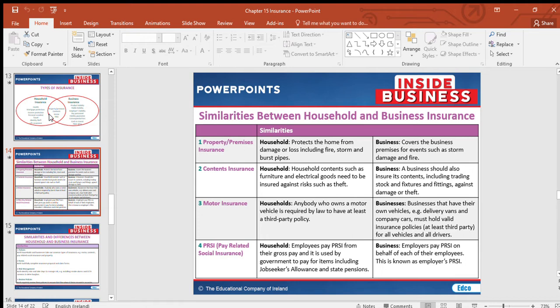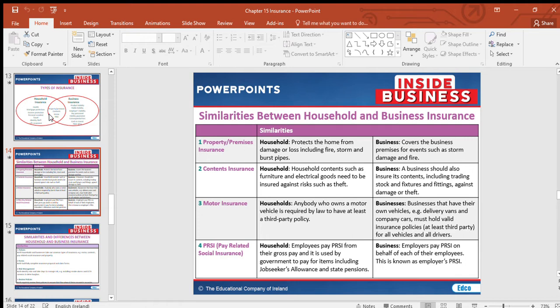Motor insurance is legal. It's illegal to drive without it. You can't take to the road without insurance. So everybody's supposed to have it. For your household, it's your car, obviously, or whatever you're driving. And for the business, generally, it's a lot of delivery vans or company cars. The business and households alike all have to insure their cars, delivery vans, whatever form of motor vehicle they're traveling in.